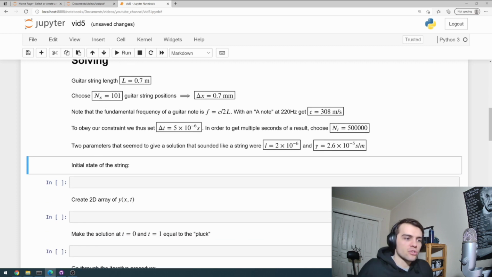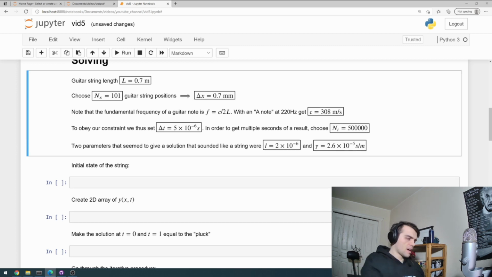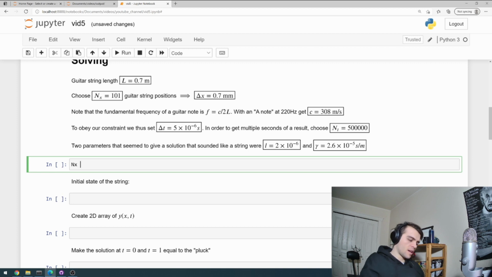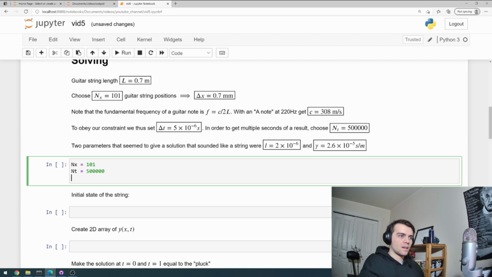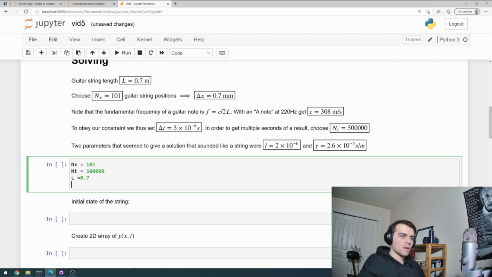So let's define our initial state of the string, when we pluck the string. Actually, before we do that, let's define our constants. So nx is equal to 101, and nt is 500,000. L is 0.7. We get dx equal to L divided by nx. Actually, sorry, dx is L divided by nx minus 1.